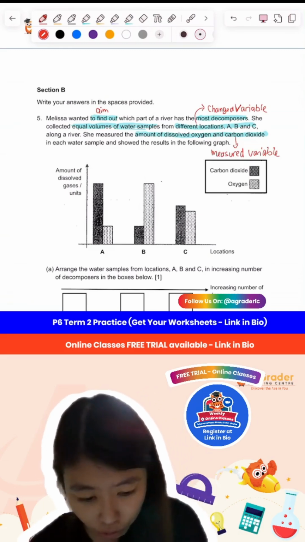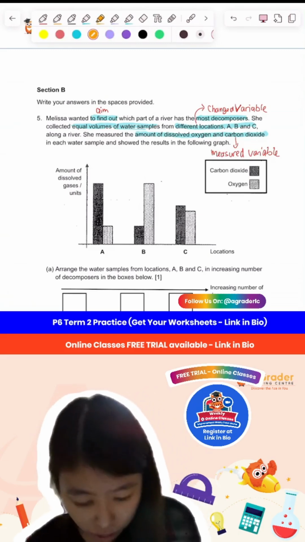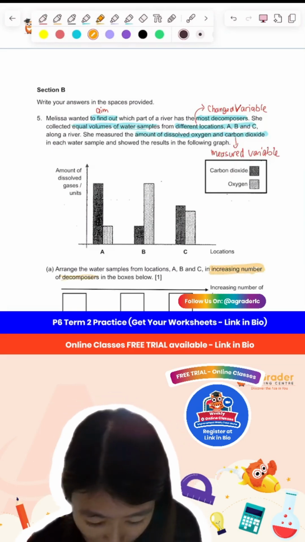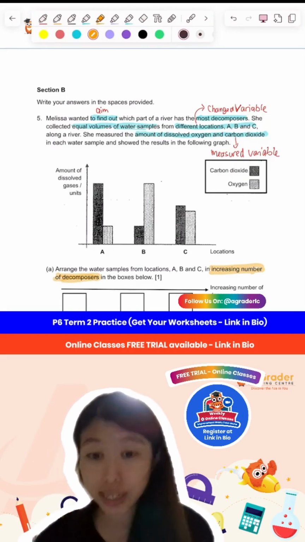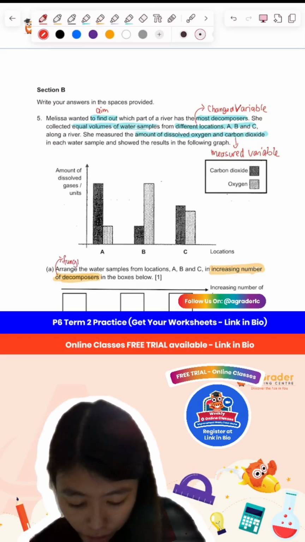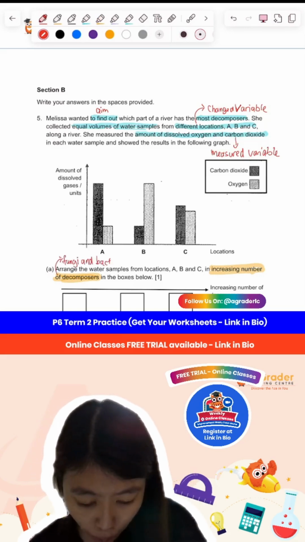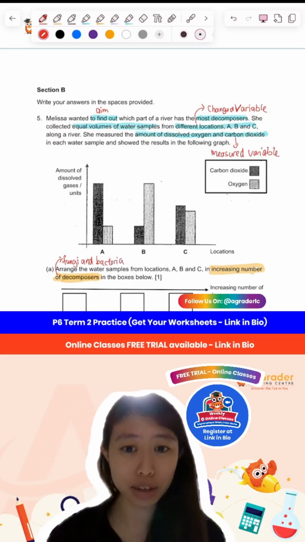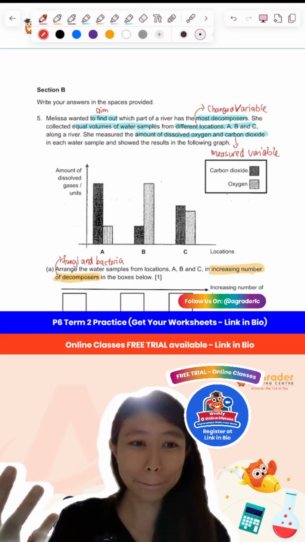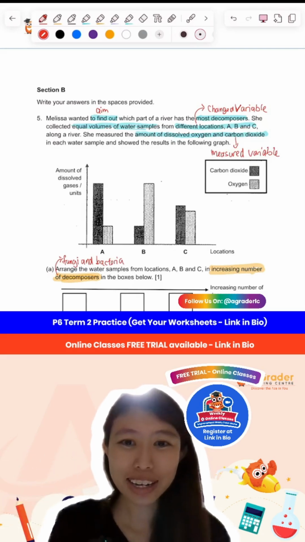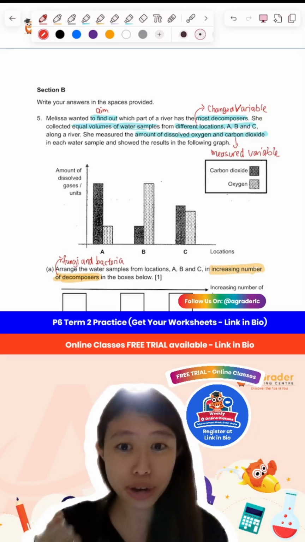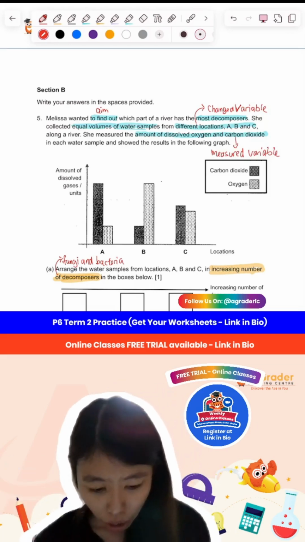So take note that if I want to find out whether there are more or fewer decomposers in the water sample, you have to think a bit. Decomposers are fungi and bacteria, and they will go through what? Fungi and bacteria are living things, right? So living things will go through a process called what? Very good. All living things will go through a process called respiration. Very good.